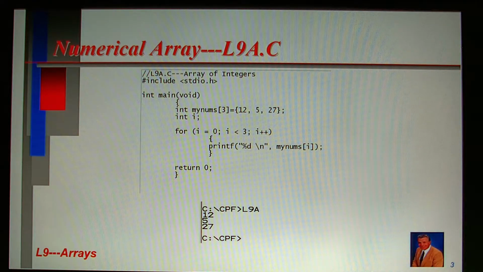for displaying integers. The \n is an escape character that will display the next result on a new line. The nums[i] part specifies the integer value that will be displayed. In this case, for the first repetition, where the value of i is 0, the value 12 will be displayed. Okay, let's take a look at the actual execution of computer program model L9A.C. Note the values 12, 5, and 27 displayed on separate lines.